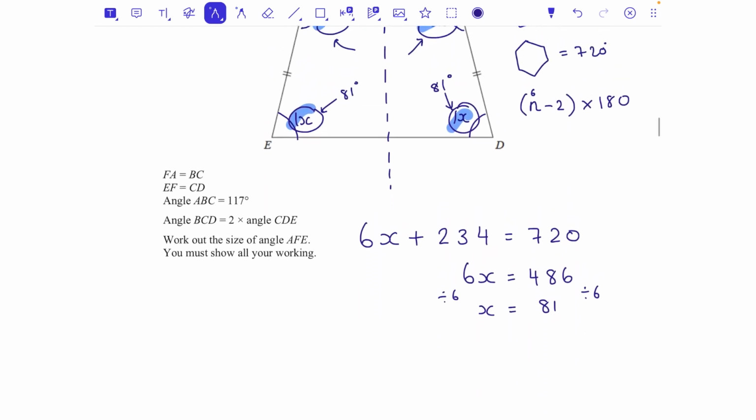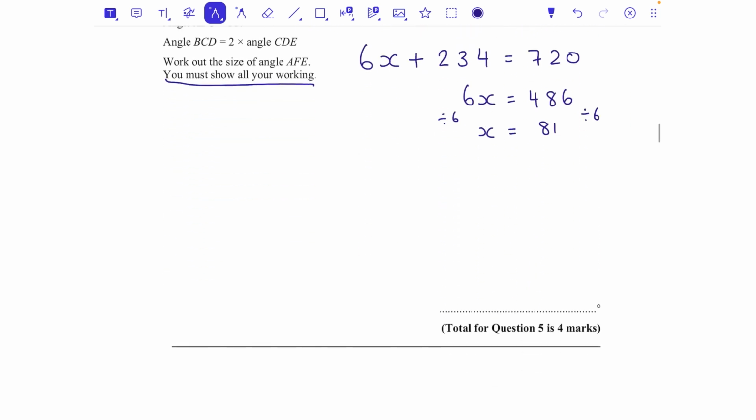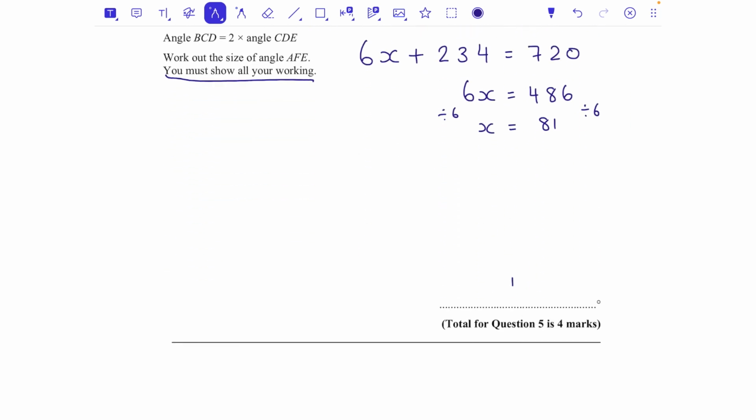We must show all our working, but there were no reasons that we needed to give there, so we're okay with just maths on that one. 162 degrees because we wanted 2x, so 81 times 2, and that was 162.